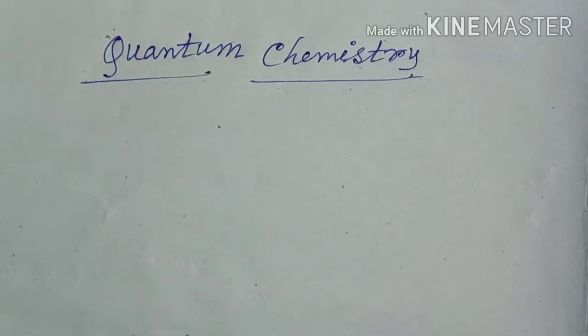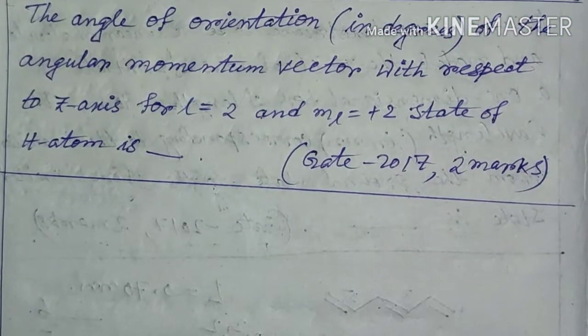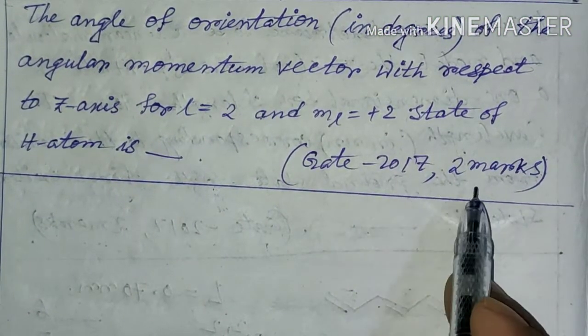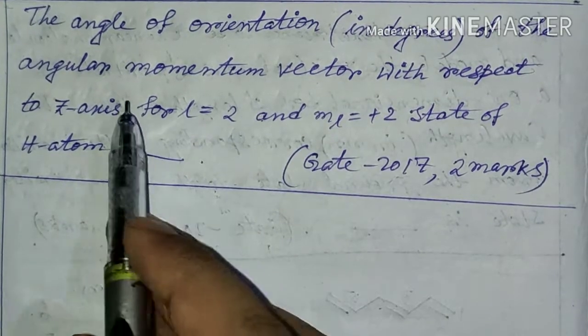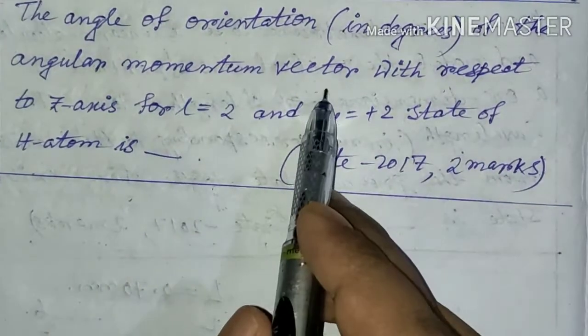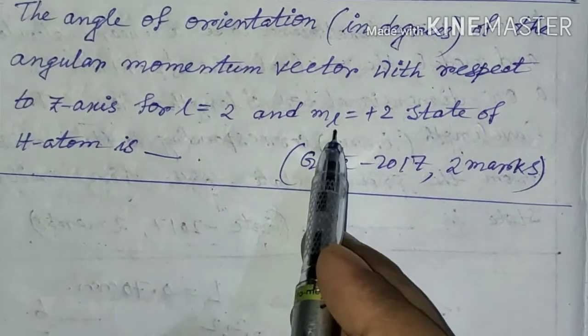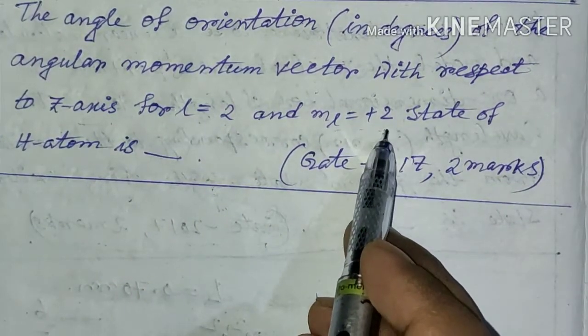In this video, I will mainly solve some difficult and important questions from quantum chemistry. So let's start this question answer session. This first question came in GATE 2017 for 2 marks. It is asked that we have to calculate the angle of orientation of the angular momentum vector with respect to z axis for L is equal to 2 and ML is equal to plus 2.